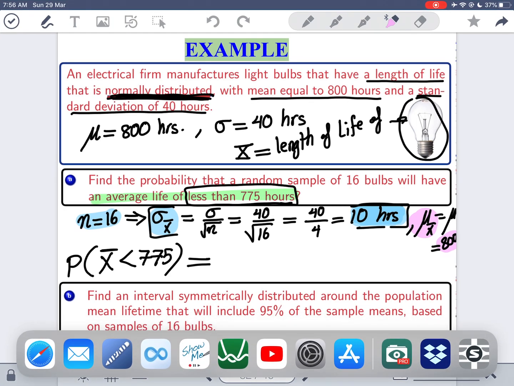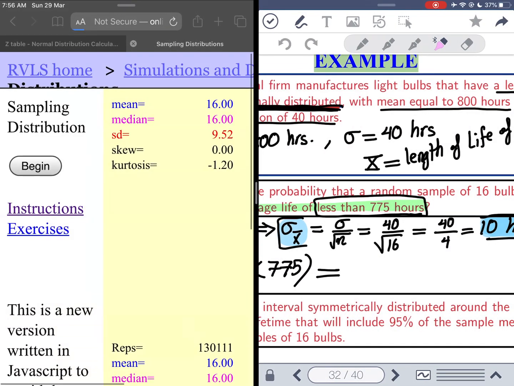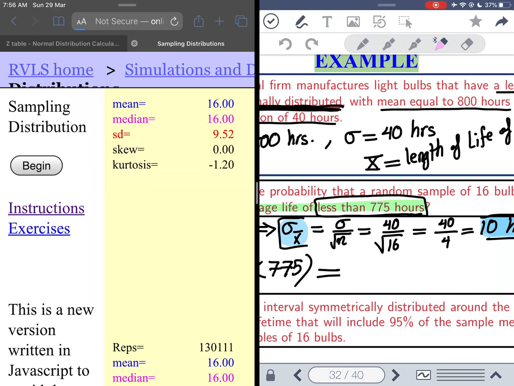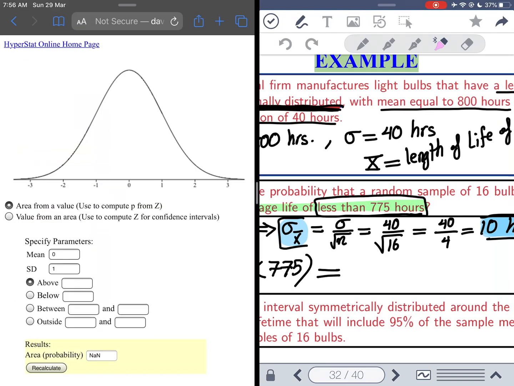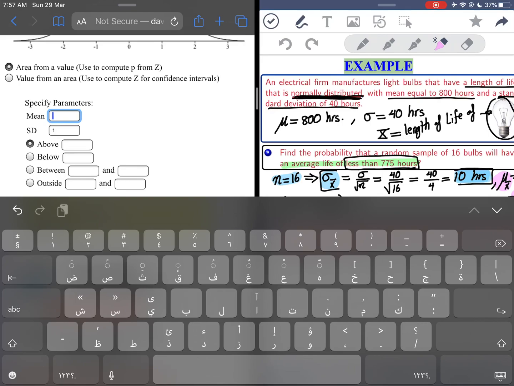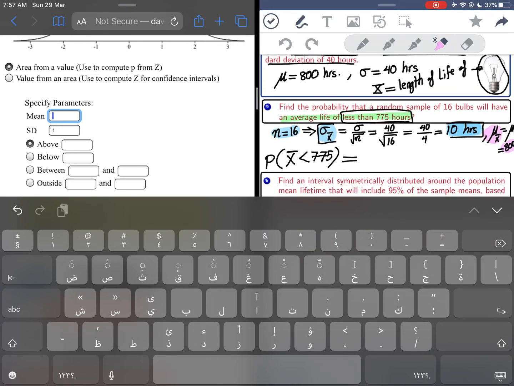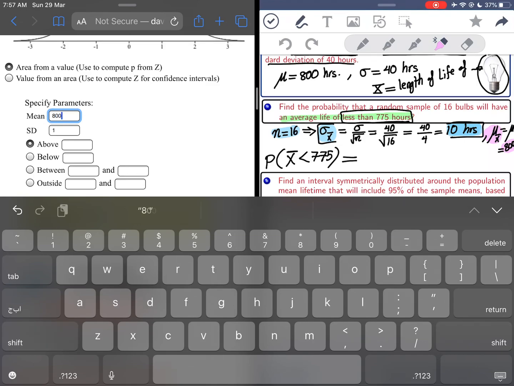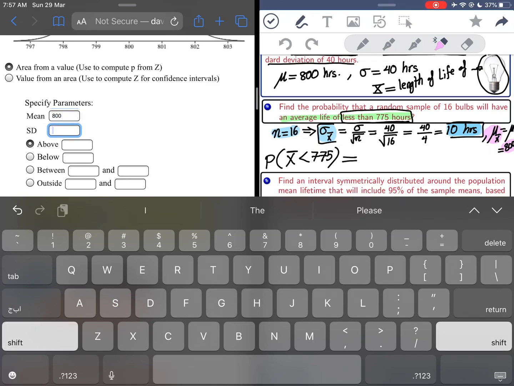So all you need to do now is go online to the calculator that we have, and here we need the area from a value. The value is 775. So all you have to do now is put the mean. What is our mean here? It's mu x bar, so it's 800. So you put 800, and the standard deviation, of course, you're going to put 10 hours.